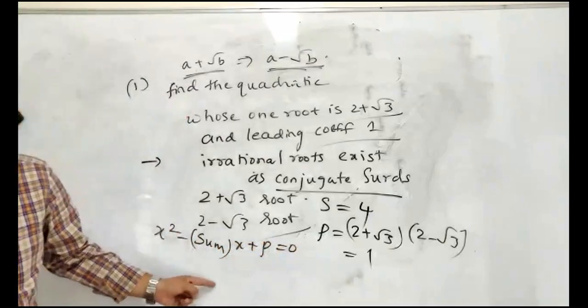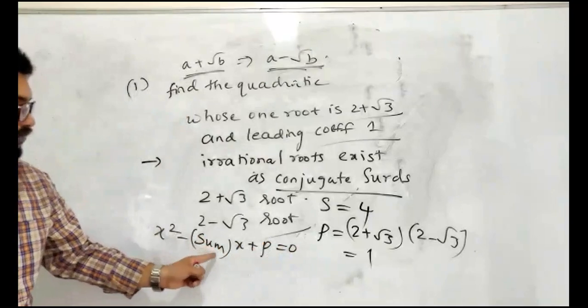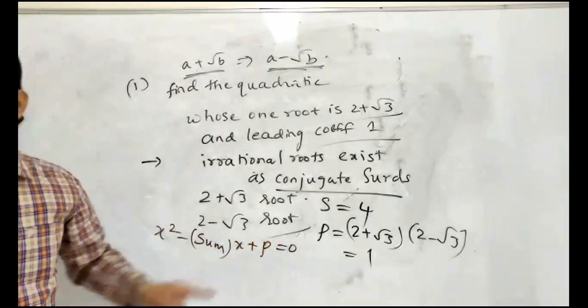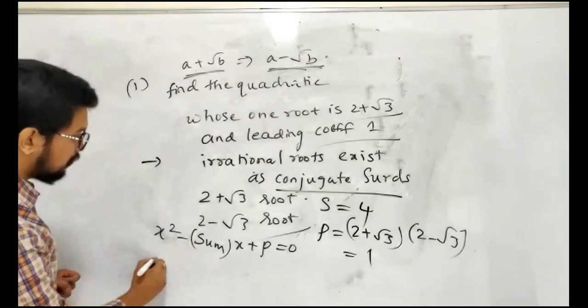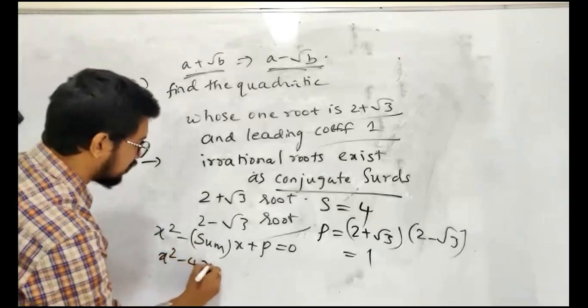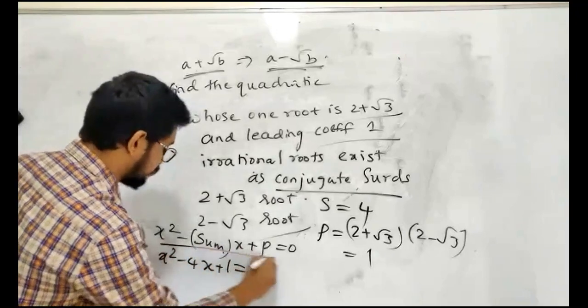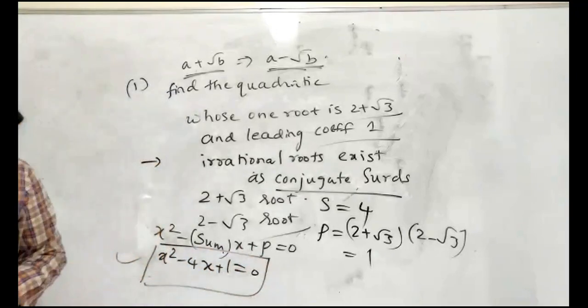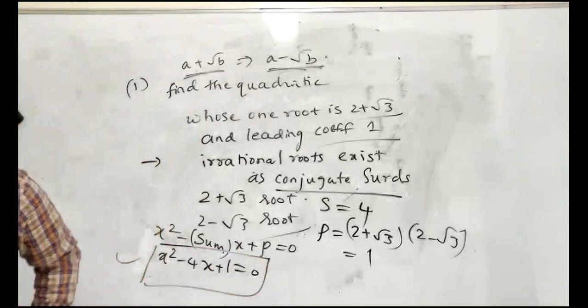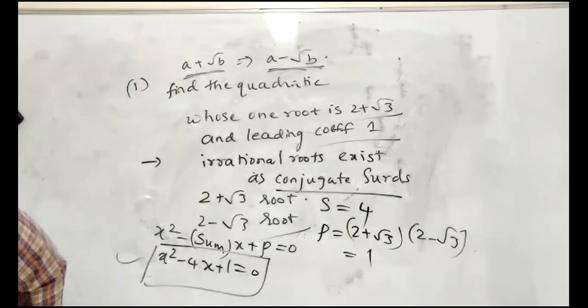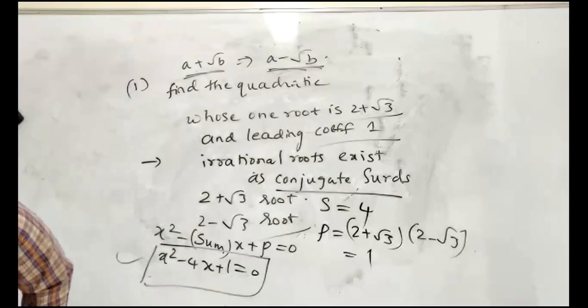A quadratic, you always write as x square minus sum of the roots into x plus product of the roots is equal to 0. So x square minus 4x plus 1 is equal to 0. Your solution for this is x square minus 4x plus 1 is equal to 0. Very good. Excellent, excellent. So many of you have answered.